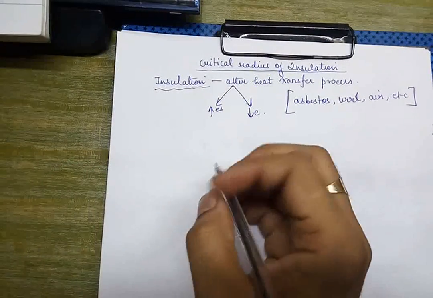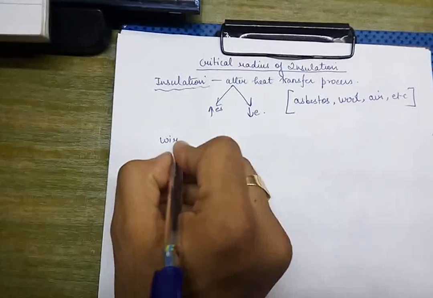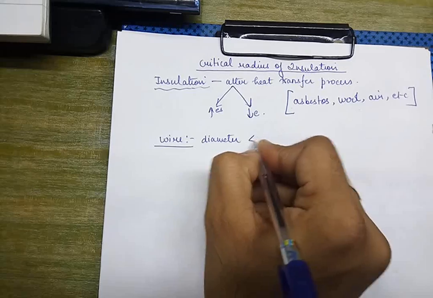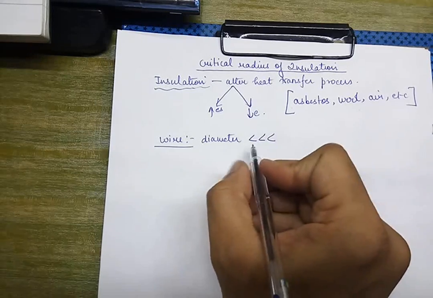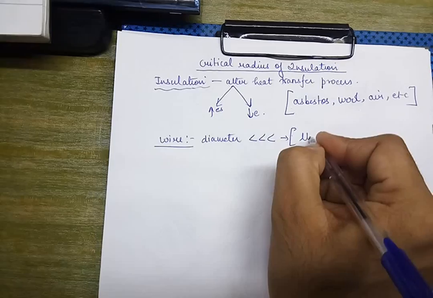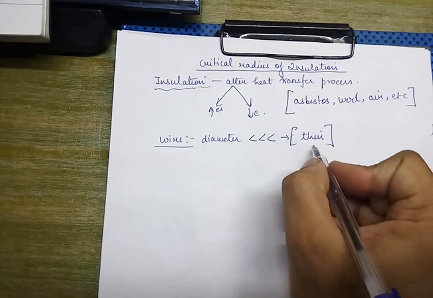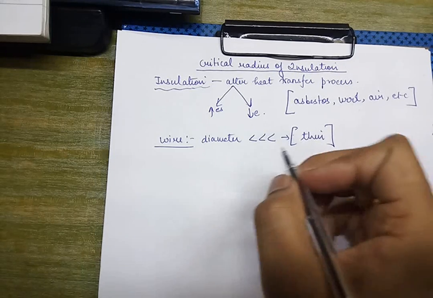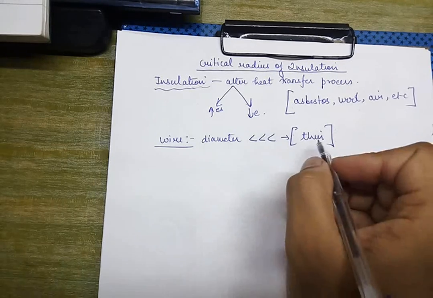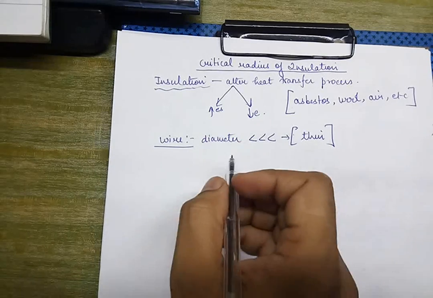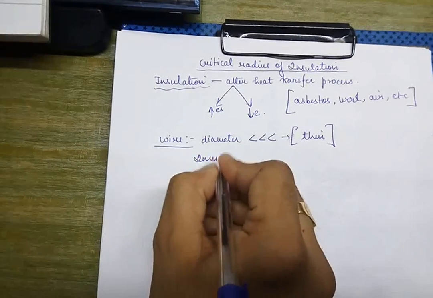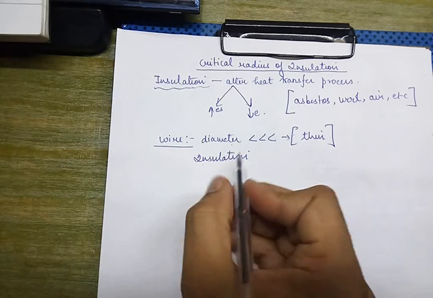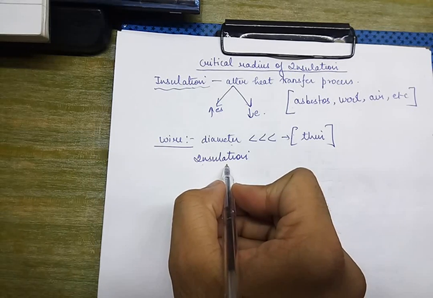Now, for example, if we consider a wire such that the diameter of the wire is very small, then this becomes a very thin wire. In case of a thin wire, if this wire is carrying a certain amount of current, then it becomes very necessary to remove the heat which is being generated in the wire. Now this heat can be effectively removed by means of an insulation that is placed around the wire. So by placing an insulation around this very thin wire, the heat transfer rate can be increased.